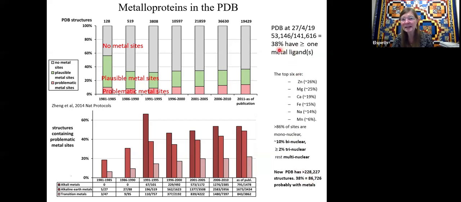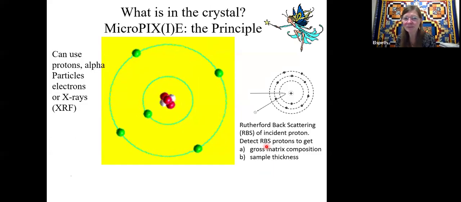But they said 38% have one or more metal ligands. So 38% of today's number means that 86,000 structures in the protein data bank have a metal in. So the question is, how many of those are the right metal and how many of them are the wrong metal? So how can we find out?